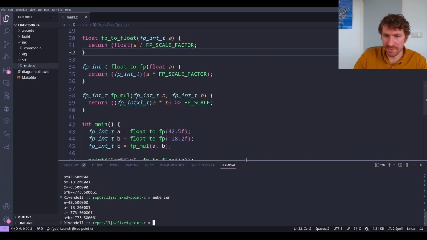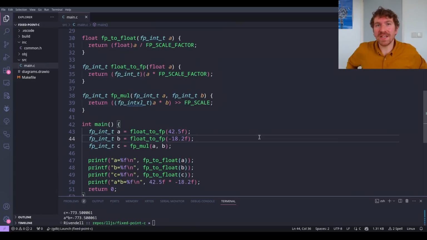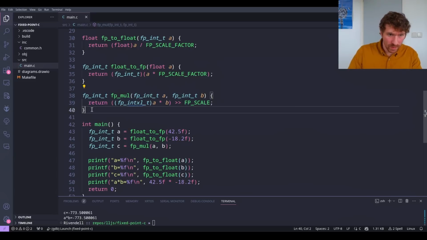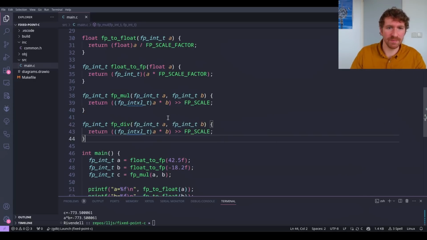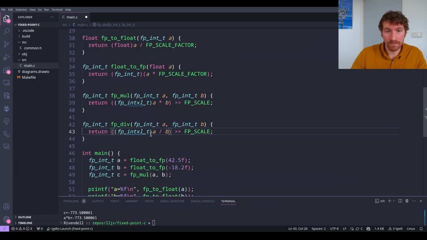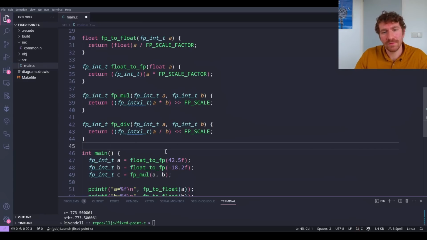So how does division work? It's actually exactly the same. It's the inverse of multiplication. That makes sense because that's what division is. But let's just quickly whip this up here. So if we want to divide A and B, what we would do is convert A to a larger value. We would divide it by B, and then instead of scaling it down, we would scale it up by the scale factor.